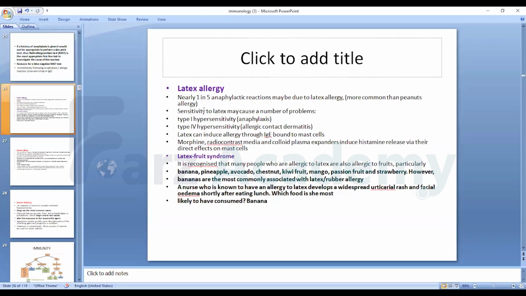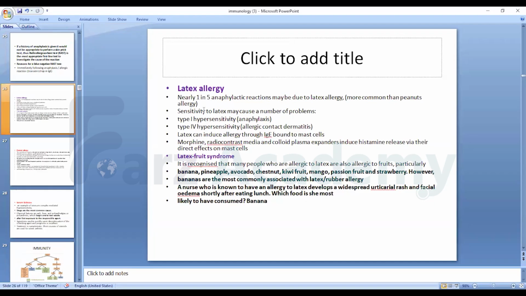So, latex fruit syndrome. It is recognized that many people who are allergic to latex are also allergic to fruits, particularly banana. This question has come several times: a person who is allergic to latex ate a fruit, after that he developed anaphylaxis. Many fruits are given as options. The banana is the most common cause. Bananas are most commonly associated with latex rubber allergy. Other fruits are pineapple, avocado, chestnut, kiwi fruit, mango, passion fruit, and strawberry. However, banana you have to remember.